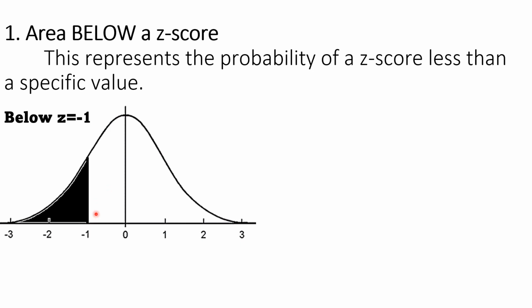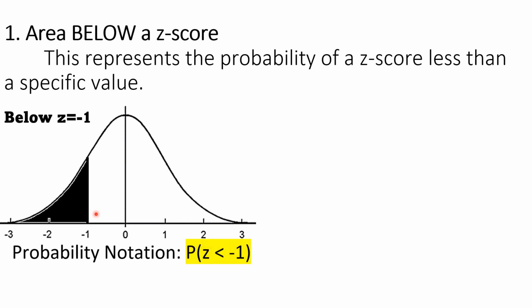If you're having difficulty memorizing those keywords, less than, at most, to the left, below, or the words not more than, remember that, as I said a while ago, the probability notation is less than. Therefore, the probability notation in example number 1 is P, open parenthesis, Z less than -1.